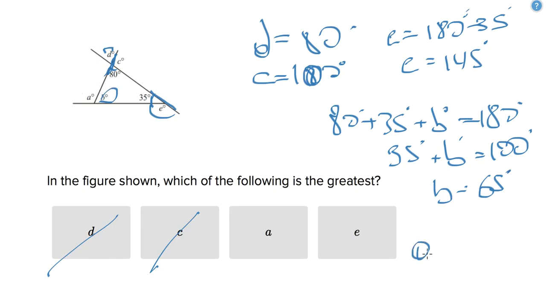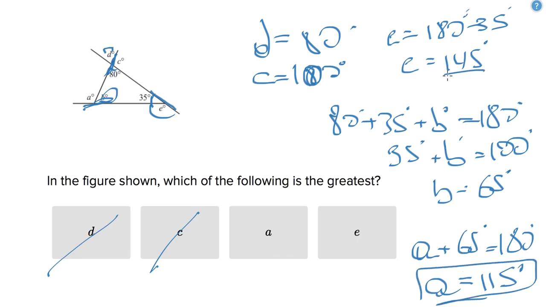Well, if we add A plus B, that is, 65 degrees, that also has to equal 180 because A and B are supplementary. Well, let's go ahead and subtract 65 from both sides. That gives us a value for A that is equal to 115 degrees. So 115 is less than 145, and these are the two that we are considering left in our answer choices. So because 145 is greater, E would have to be the greatest, and the answer choice D is the right answer choice here.